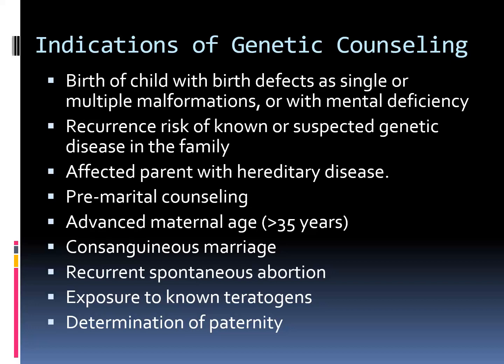Then consanguineous marriage, especially if there is a genetic disease in the family, especially if it is an autosomal recessive one. Then recurrent spontaneous abortion, especially in the first trimester, as we'll know when we speak later on in another presentation about chromosomal aberration. More than 50% of the spontaneous recurrent abortions in the first trimester are due to chromosomal aberrations.